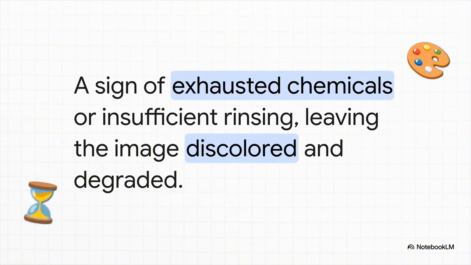And last up, if an X-ray comes out looking all yellow or brown, yeah, that is a huge red flag. This staining means the chemicals were old and exhausted, or the film wasn't washed properly. Not only does this obscure the details you need for a diagnosis, but the image will actually keep degrading over time, making it useless as a long-term record.